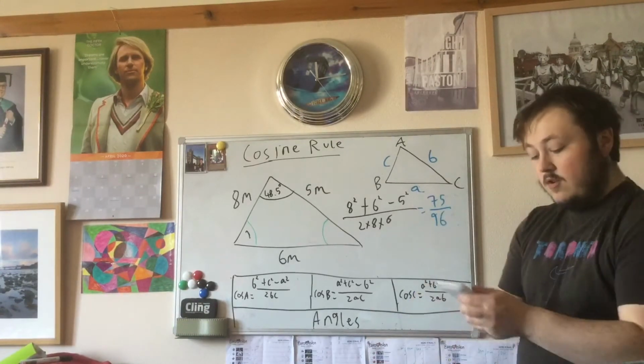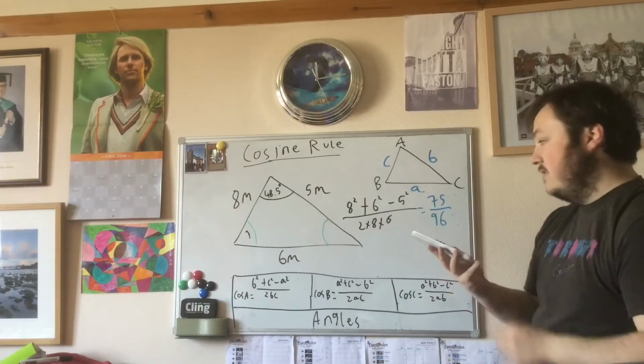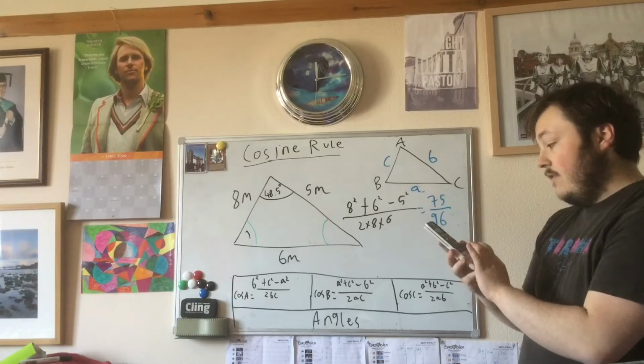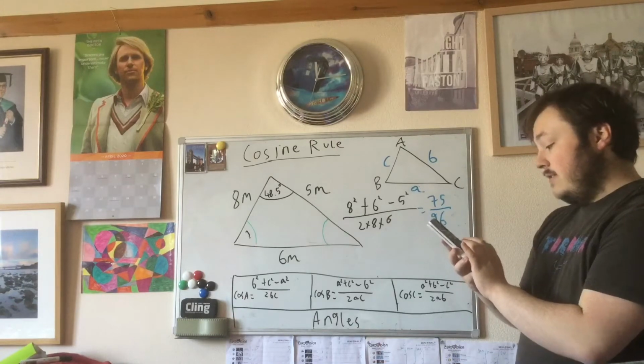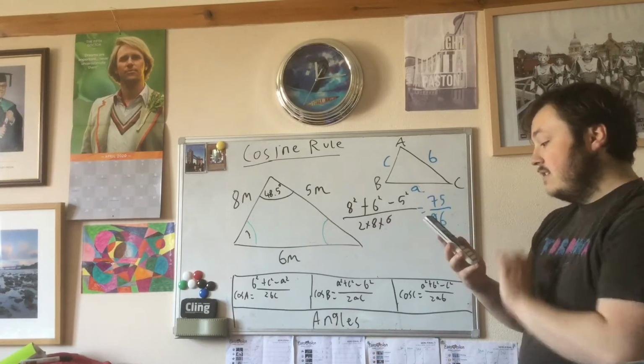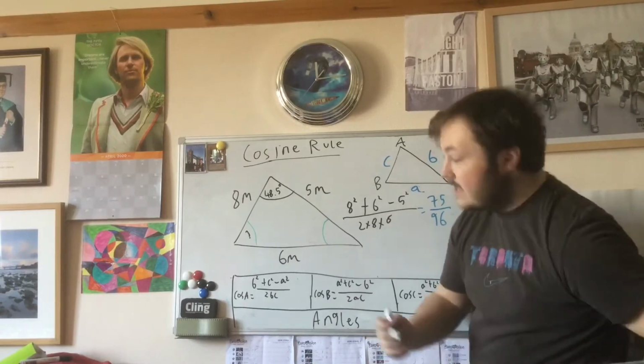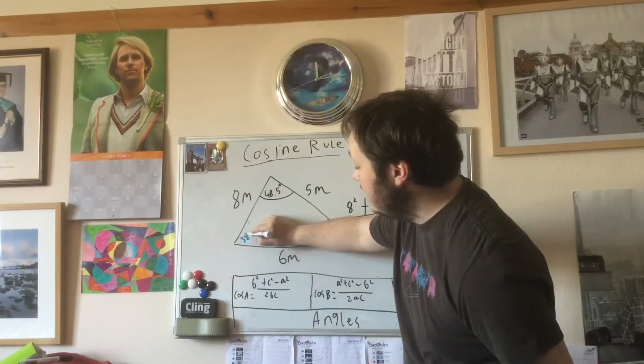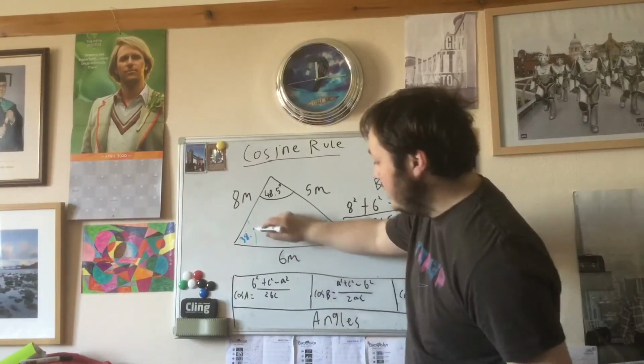So what do we do? We cos minus 1 it. So we shift, press the cos so it says cos minus 1. Then we do 75 over 96. And that will get us our missing angle, which to one decimal place is 38.6 degrees.